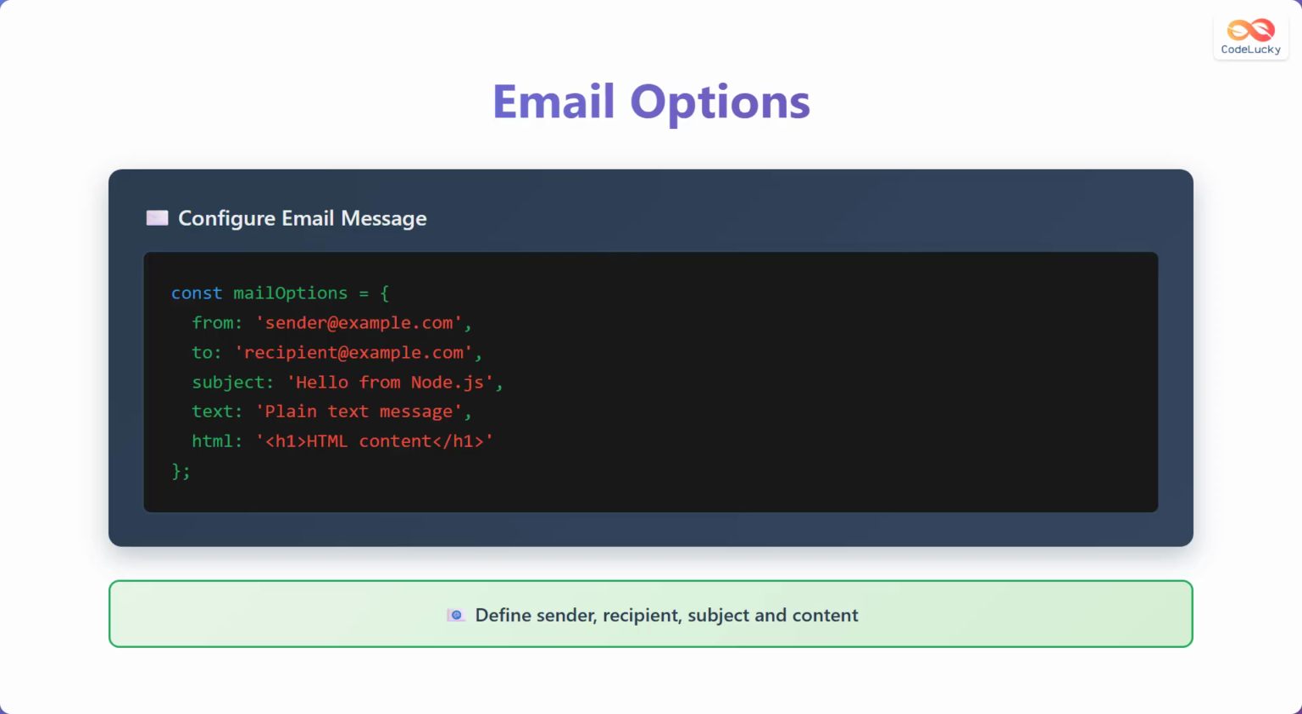With the transporter set up, we can now define the email message we want to send. We create an object called mailOptions to specify various properties of the email, such as the sender's address, recipient's address, subject, and content. You can define the sender, recipient, subject, and content of the email here. The content can be plain text or HTML.